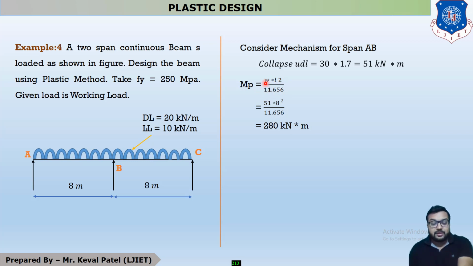Now, what is the value of W? The value of W is 51. The value of L is 8, so Mp equals 51 into 8 square divided by 11.656. Then you will get your answer, 280 kilonewton meter. Okay. So this is the calculation of your first span.